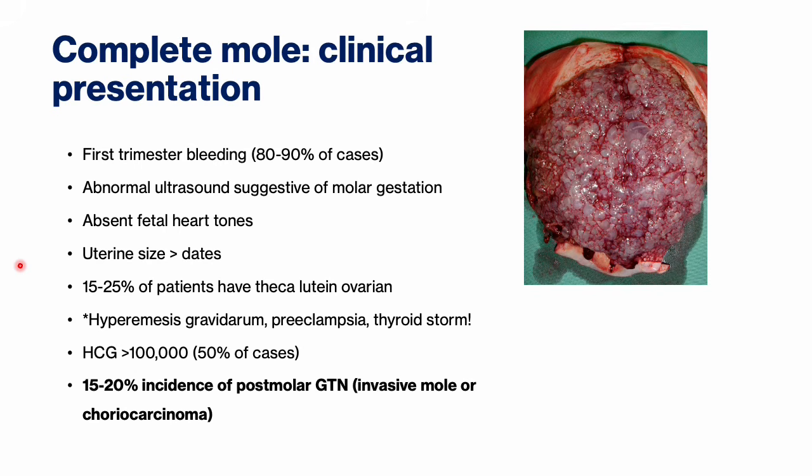And then the clinical presentation of a complete mole is this snowstorm, a grape-like appearance on ultrasound. Usually uterine size is greater than dates. The beta HCG is very high. You can have ovarian cysts in about 15 to 25% of patients. And then because the beta is so high, you can oftentimes see hyperemesis, preeclampsia, or thyroid storm in these very, very early pregnant patients. And then the risk of developing GTN is much higher. Usually I say 20%.